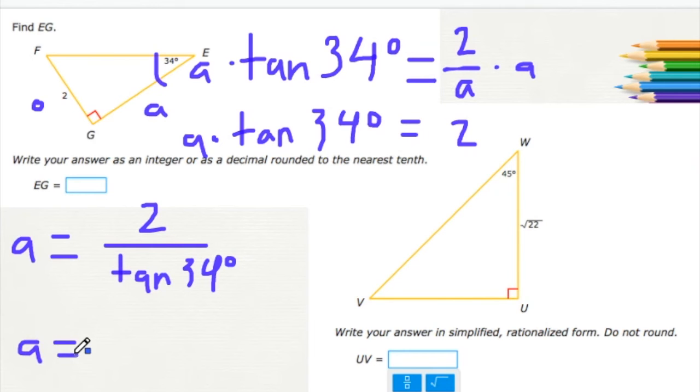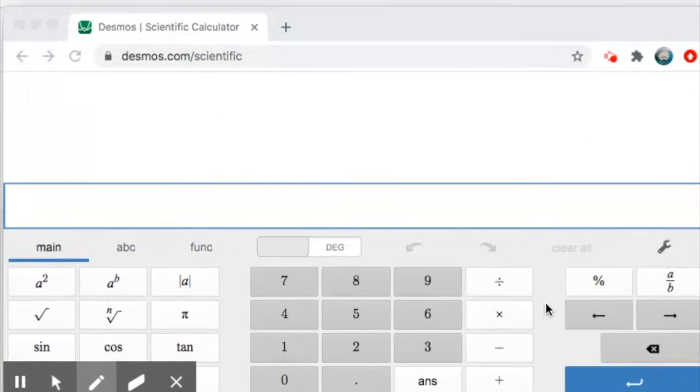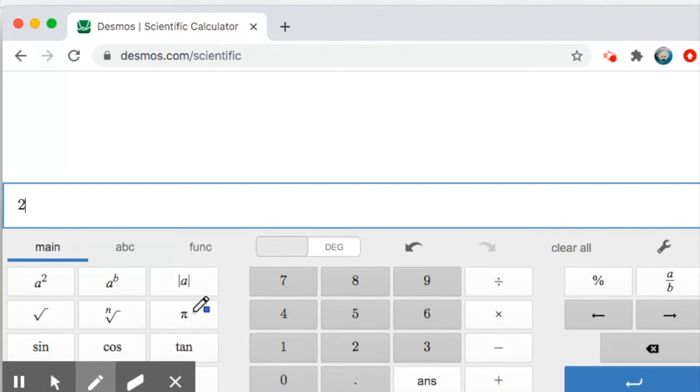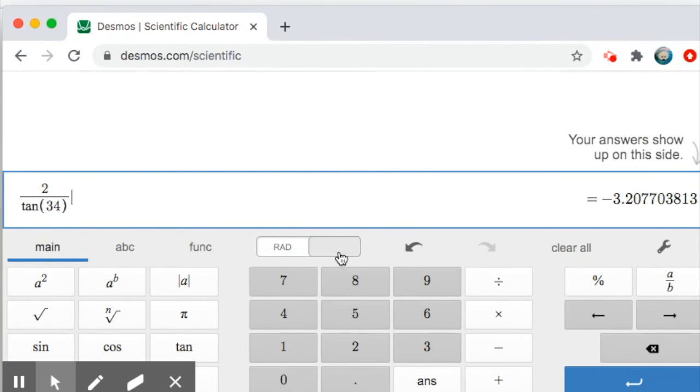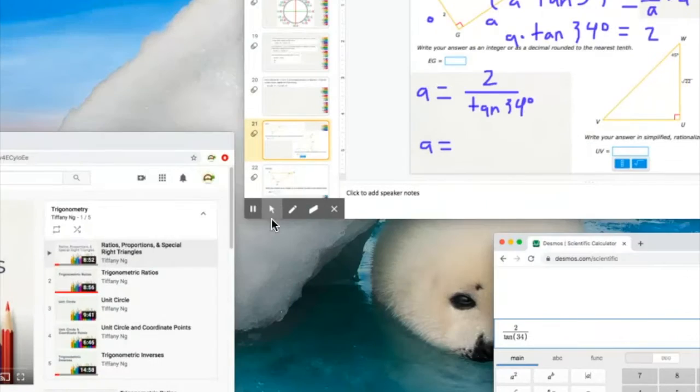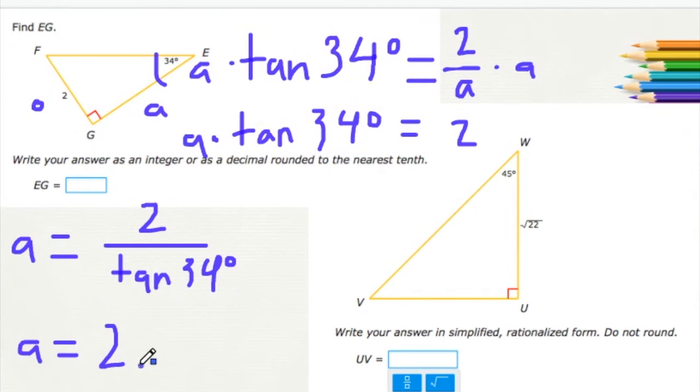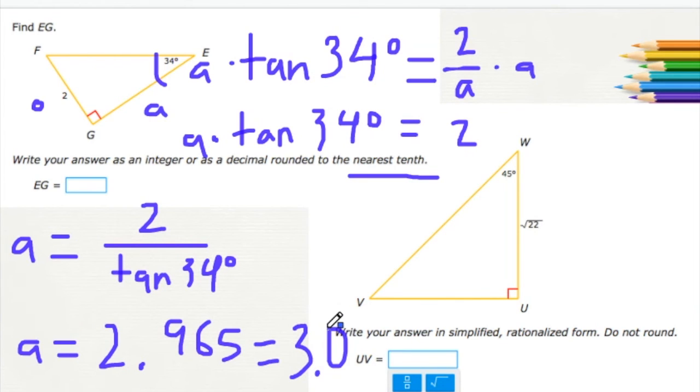Now to get a, just whip out your scientific calculator, type 2 divided by tangent of 34. Make sure you're in degrees mode and we will get our answer. We need to round to the nearest tenth, meaning just one decimal space. So 6 is bigger than 5, so we have to make the 9 one bigger. The next number is 10, can't do that, so we move the 2 to the bigger number, so it'll just be 3.0.